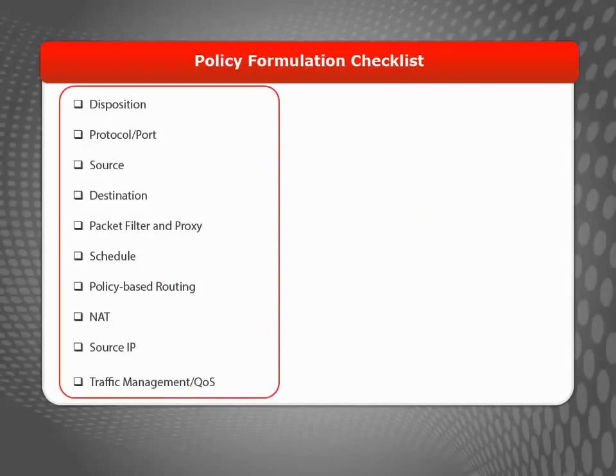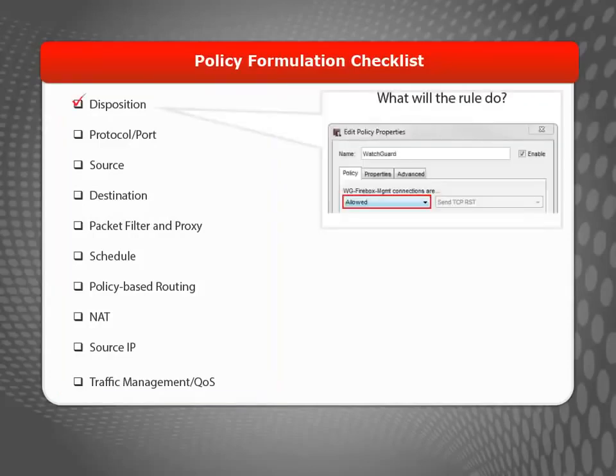a checklist of the things you need to know in order to make sure your policies work as expected. The first thing you need to know is what you want the rule to do. Is it going to allow or deny certain packets in your network? When you configure your device, the default stance is to deny connections that have not been explicitly allowed. You might want to add an explicit deny if, for example, you want to deny connection some of the time or for some of the people, but not all of the time for all of the people.